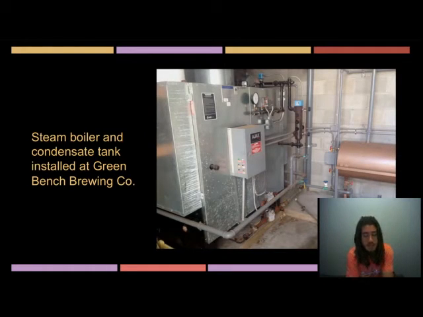Here's an example of a steam boiler. This is actually mine, at Green Bench. Here on the left, we have our Ajax low pressure boiler. On the right, there's a condensate tank. All of the steam will go in as steam. As it slowly cools, it will turn into water. This is condensate. The vessel on the right, the little brown one, will collect that water. It can then pump that water back into the boiler and reuse the condensate water to create steam again. So it says here, steam boiler and condensate tank installed at Green Bench Brewing Company.